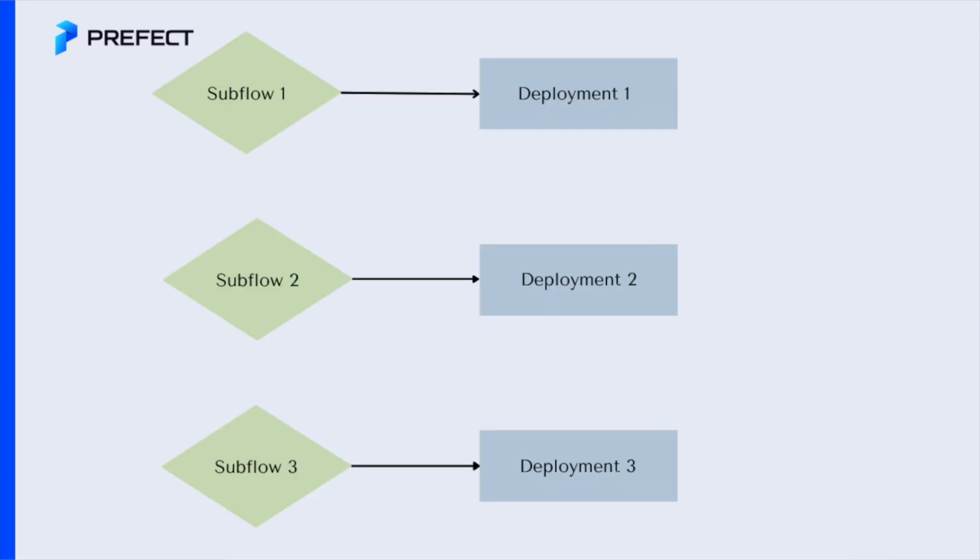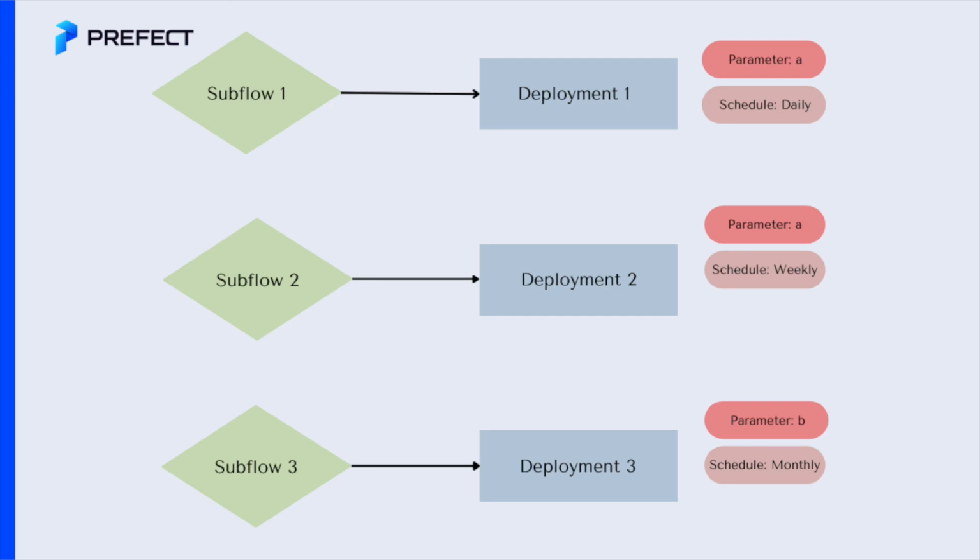Since you can only create a deployment for a flow, not a task, using subflows allows you to create different deployments for subflows inside a flow, which allows you to pass different parameters, create different schedules, or execute in different environments for different subflows.